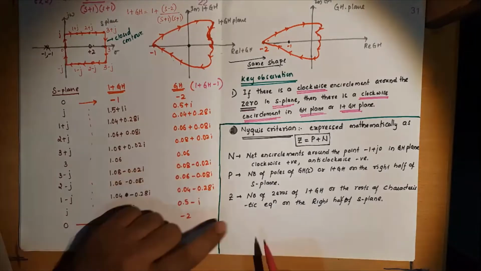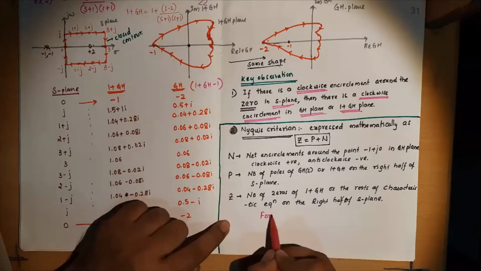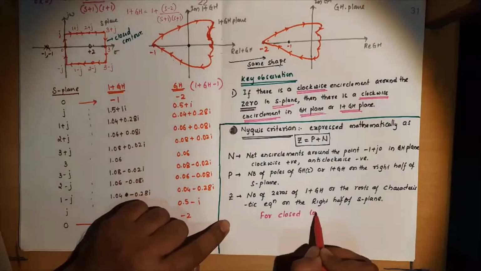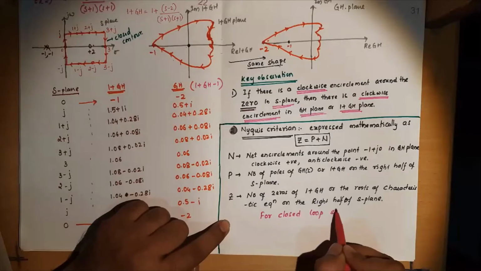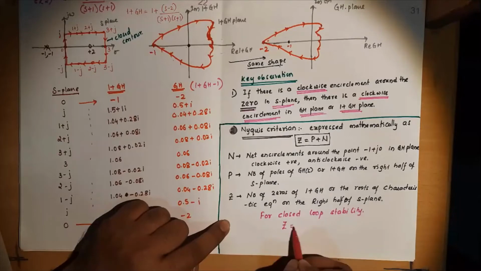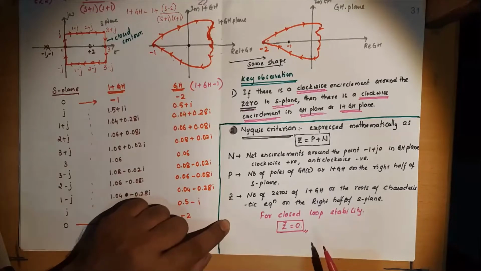So what does that mean ultimately? What should be the condition for stability? Should we have any characteristic root lying in the right half for stability? No. Therefore, for closed loop stability, Z should be equal to 0. Anybody not understood these terminologies? Should I explain again? Anybody not understood these terminologies? Sir, can you explain once again?